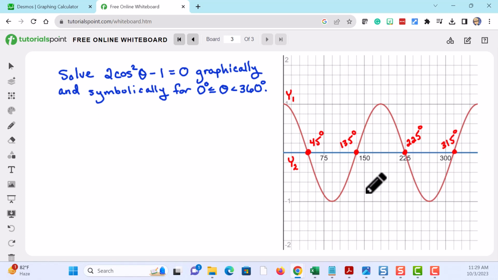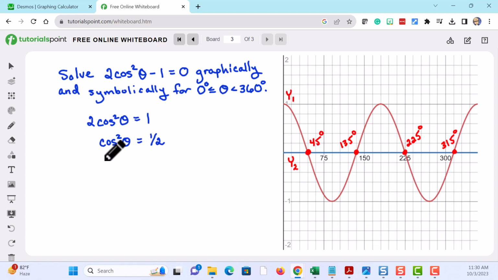However, the problem also asks us to solve the problem symbolically. So let's go through that procedure. The first step will be to isolate cosine theta. So first of all, we'll add 1 to both sides of the equation. That will give us 2 cosine squared theta is equal to 1. The next step will be to divide both sides by 2. That will give us cosine squared theta is equal to 1/2.